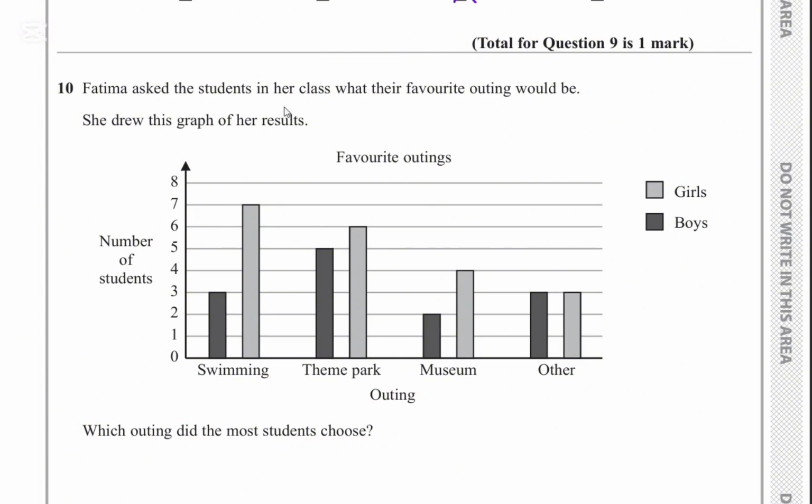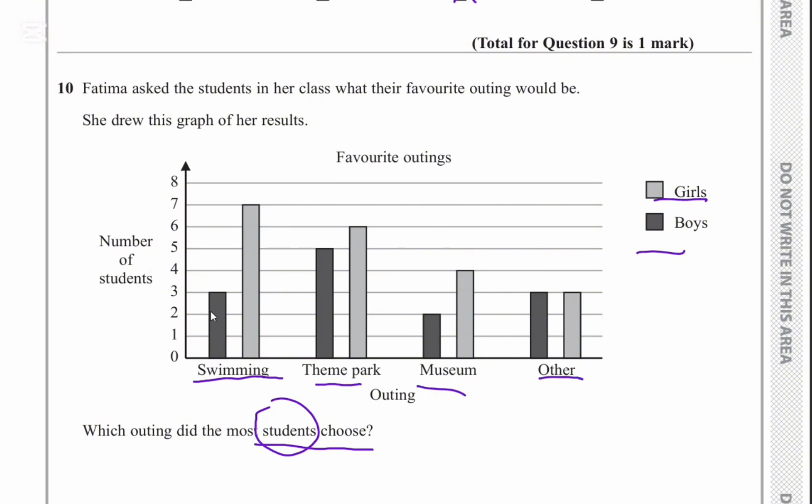Fatima asked the students in her class what their favorite outing would be. She drew this graph of her results. Which outing did the most students choose? So here we're asking about most students. We're not asking about girls or boys. So that means you have to add them together. First of all, you have to figure out how many students in swimming, in theme park, in museum, and in other.